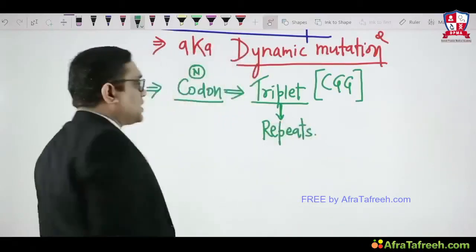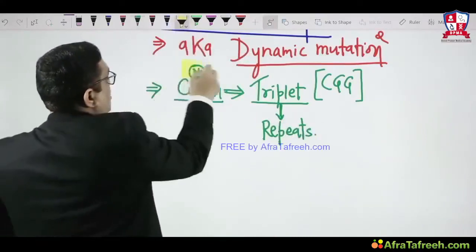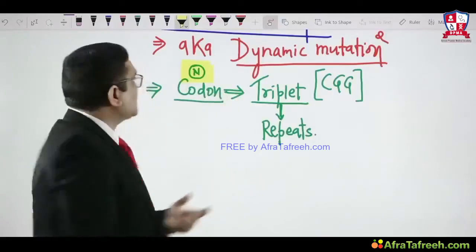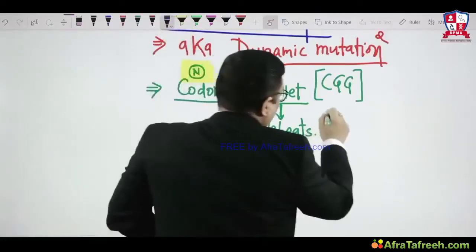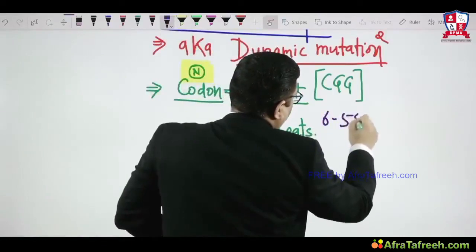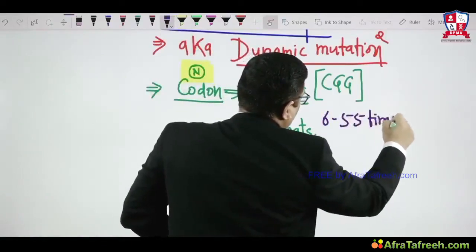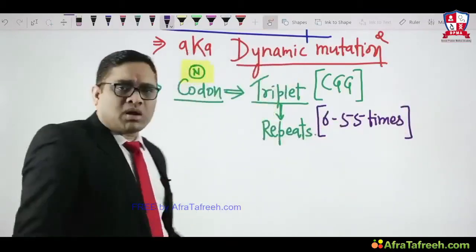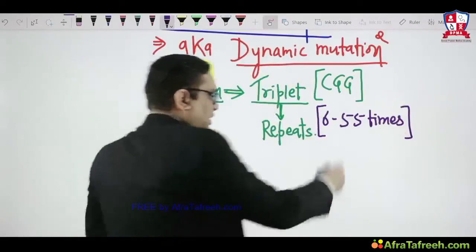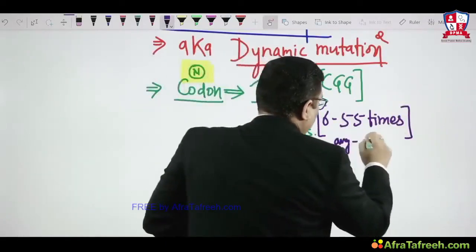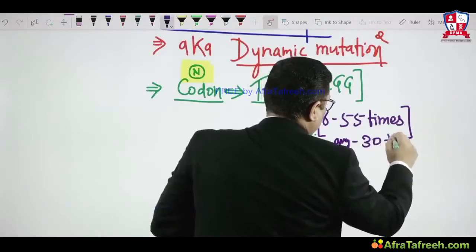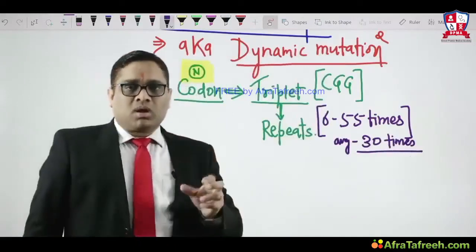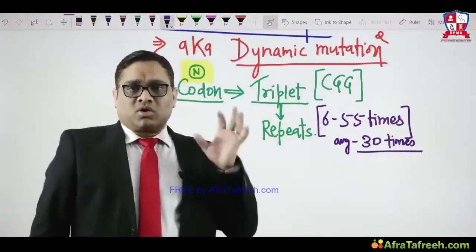How many times is a normal repetition? Because we are talking about a normal event, right? So normally codons are arranged in triplets and they will repeat themselves from 6 to 55 times, right? So 6 to 55 repeats is the normal number of repeats. On average, it will be approximately 30 repeats. So approximately 30 repetitions are common or normal in a normal human genome.